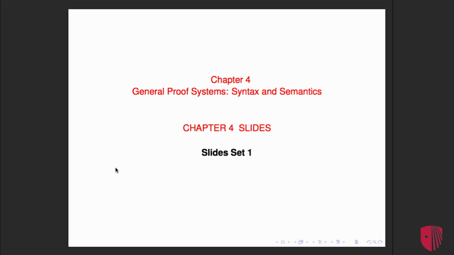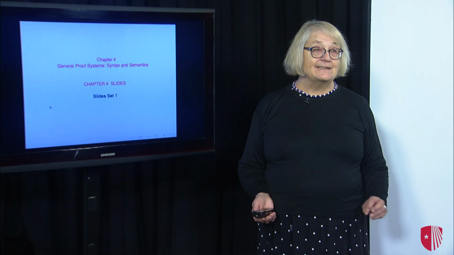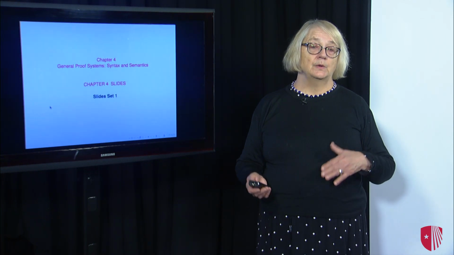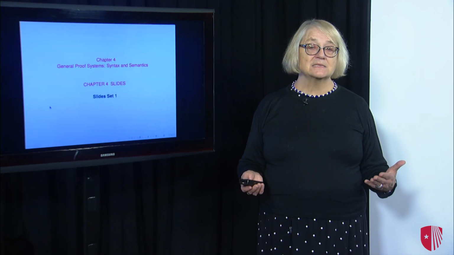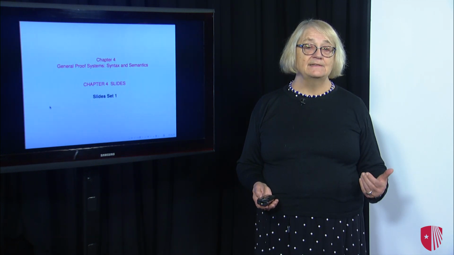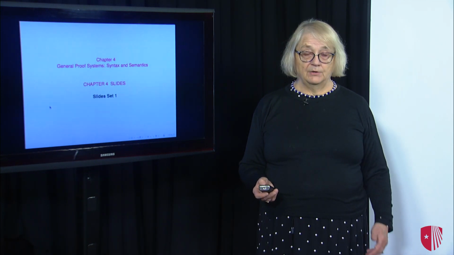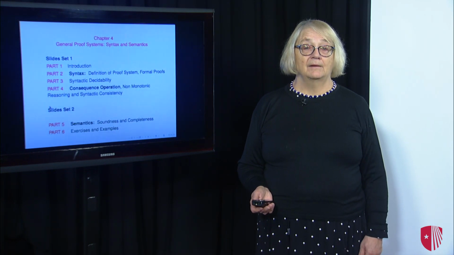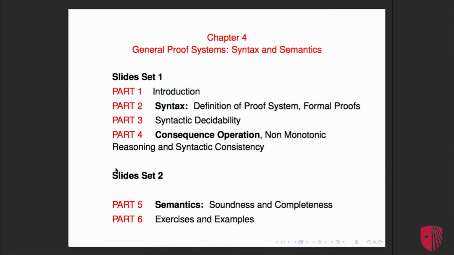Chapter 4 is about general proof systems, syntax and semantics. So it really explains the relationship between the syntax and semantics. And here is the plan. There are 6 parts. We will go pretty fast because there's a book and there are slides to be read.